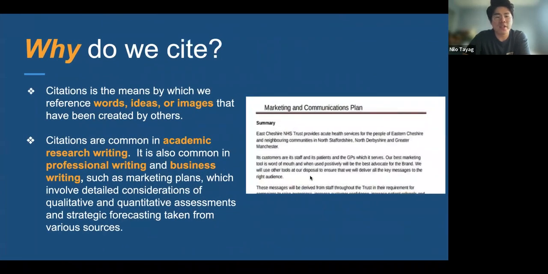So there are really good reasons as to why we do cite. First, citations give credit where credit is due when we reference words, ideas, or images that are attributed to other people, right? Other researchers, other artists, other authors, et cetera. Citations are just standard in academic research writing, and the essays you all are writing count as academic research writing. This helps us to know where you're getting your information from, and also it builds your credibility. Not only are citations common in the academic world, but they are also common in the professional and business worlds. So I would highly suggest to get used to citing in everything you write, basically.